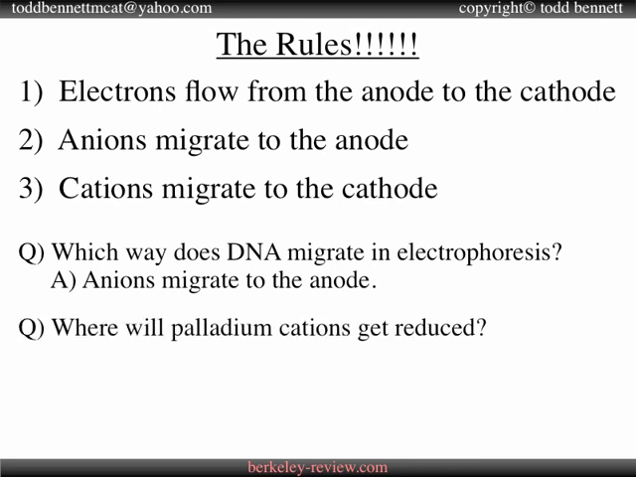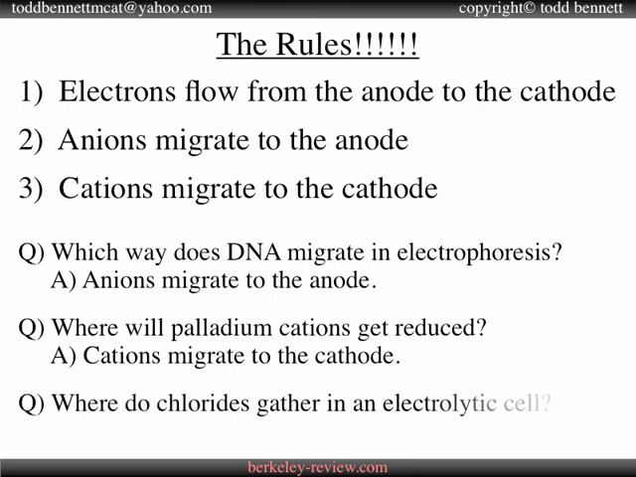Where will palladium cations get reduced? Could be a question from general chemistry. Well, palladium cations, it's a cation. Cations migrate to the cathode. They're going to go to the cathode to get reduced. Where do chlorides gather in an electrolytic cell? So again, another question from a different system, but you know chloride is an anion. Anions go to the anode. No matter what the system may be, electrophoresis, galvanic cell, electrolytic cell, it doesn't matter. The 3 rules apply. Know them fundamentally and try to simplify rather than complicate anything in this section.